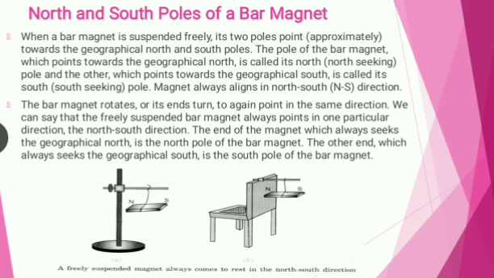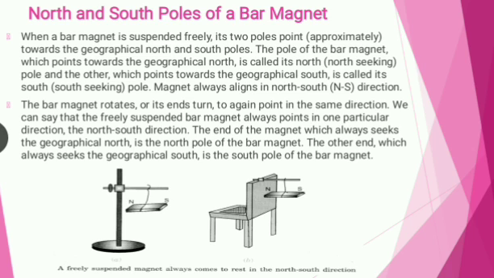When a bar magnet is suspended freely, its two poles point towards the geographical north and south pole. The pole of the bar magnet which points towards the geographical north is called its north or north-seeking pole. The other, which points towards the geographical south, is called its south or south-seeking pole. A magnet always lies in the north-south direction.